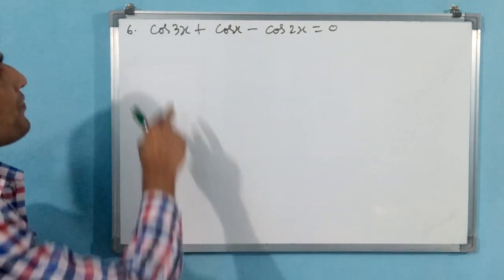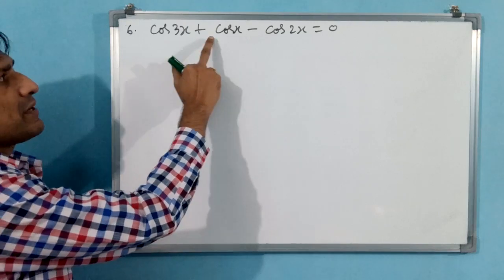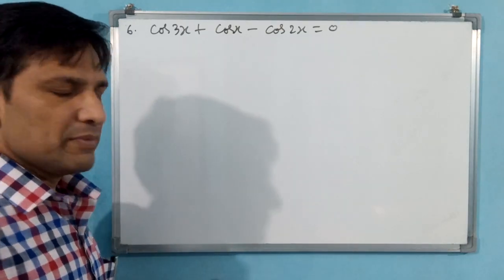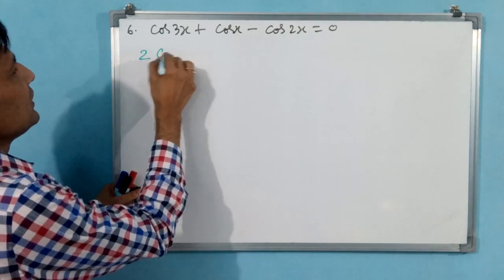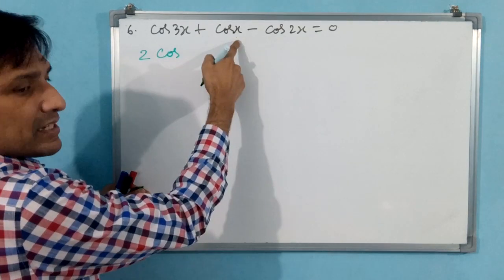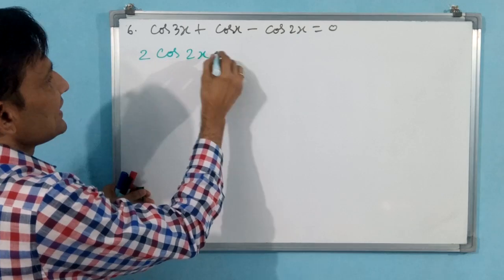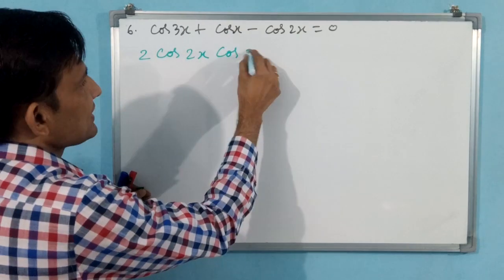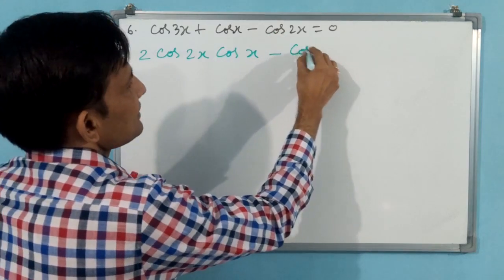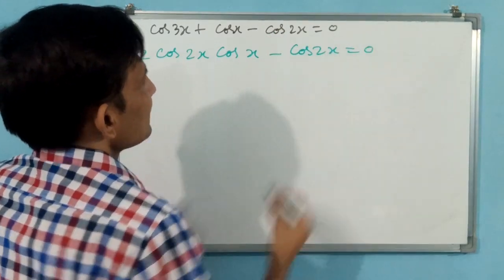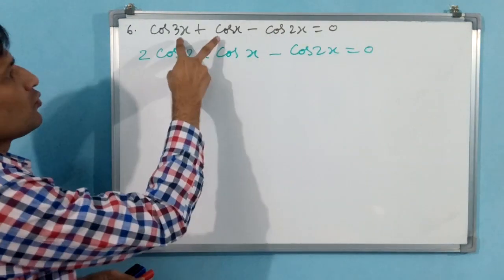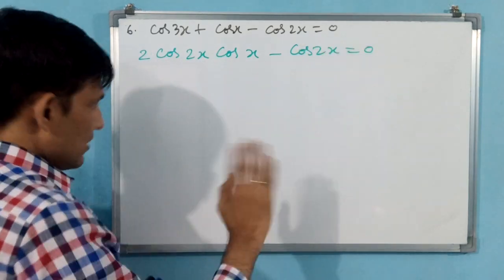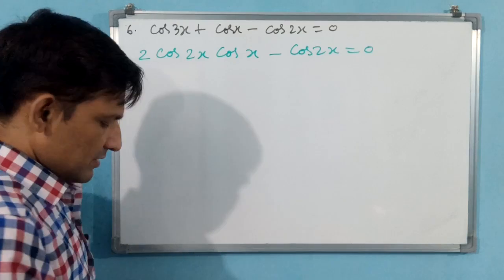Okay. See now, cos a plus b plus cos a minus b is 2 cos a cos b. Write down. 2 cos a means 3x plus x, 4x by 2, 2x. Cos b means 3x minus x, 2x by 2, x. Minus cos 2x, same will be there. Okay. Now these two has become 1. Addition to multiplication. Okay. Now you take common of cos 2x.